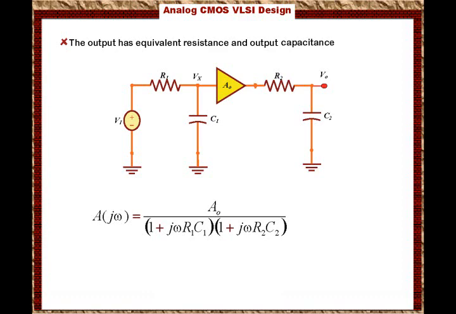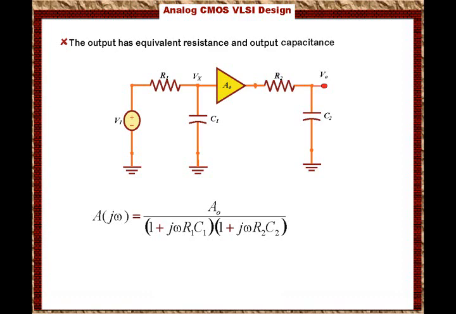So if we plot the magnitude of the gain for this particular circuit, we will see that you will start with A0 in dB, which is the gain in dB at very low frequency, and you will stay flat until you hit the first corner frequency, and then you will drop at 20 dB per decade until you hit the second corner frequency, and then you drop at another 20 dB per decade.